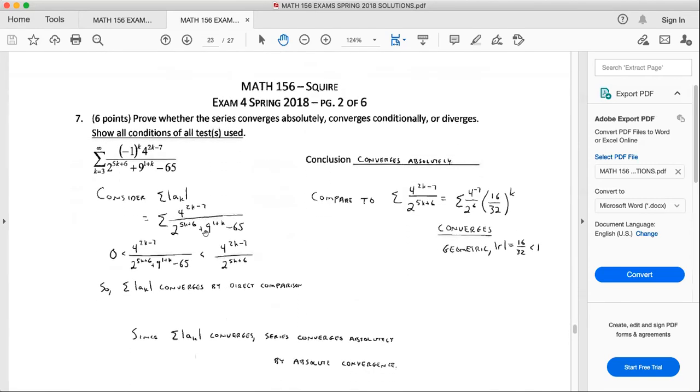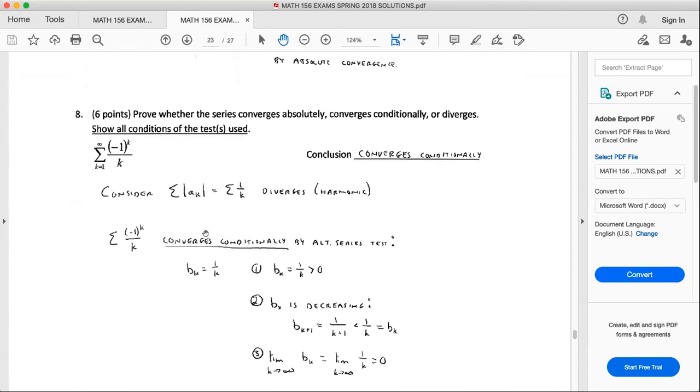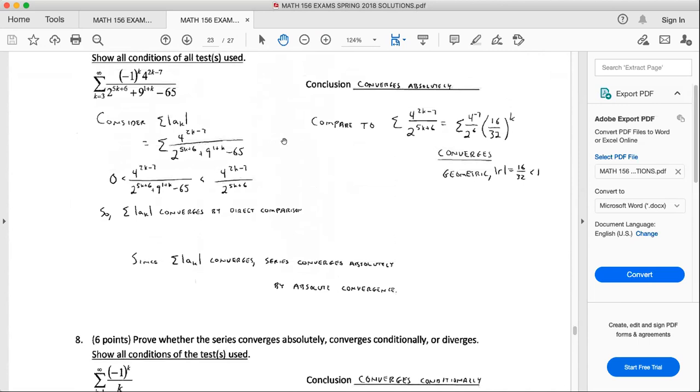And then down here, these are the ones like what we're doing now. This one was alternating. So we had, consider this, I'm sorry, compare that to this, and then, okay, this converged, and then this would have been the one on the far left. I just didn't put it in columns. So since the absolute value converged, the series converged absolutely by absolute convergence. This is just like what we're doing now, except it was geometric when we got over here. Does that make sense? Any questions?